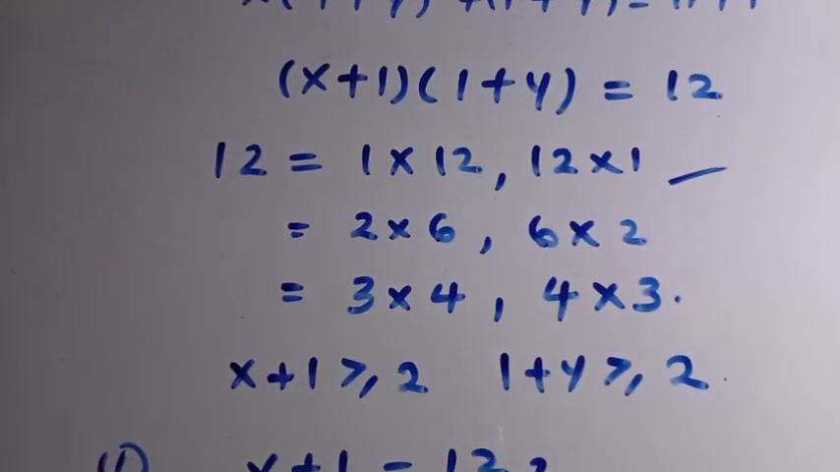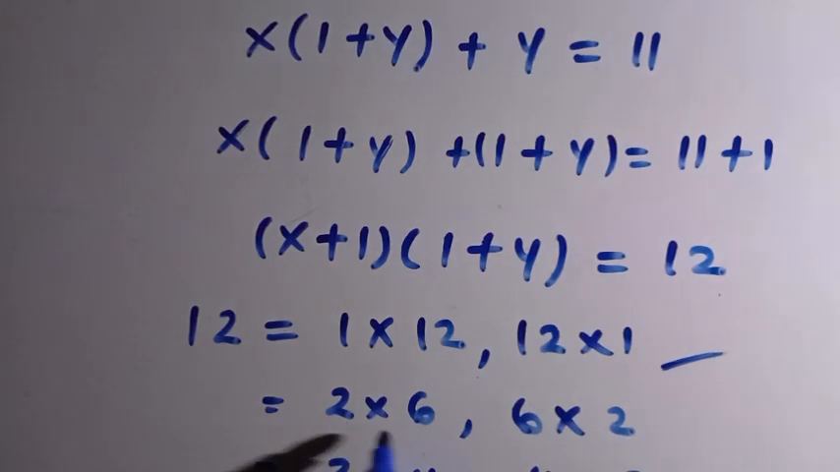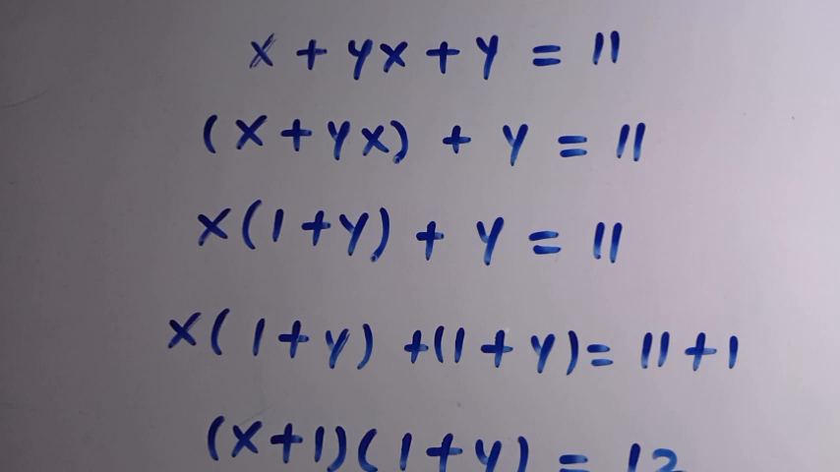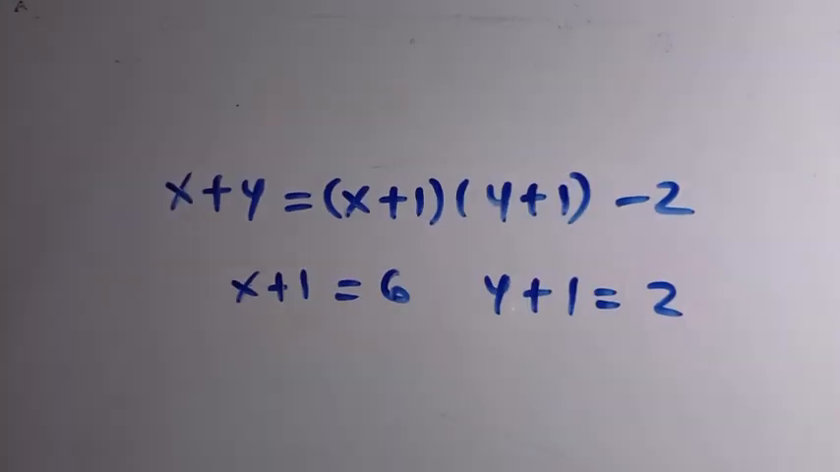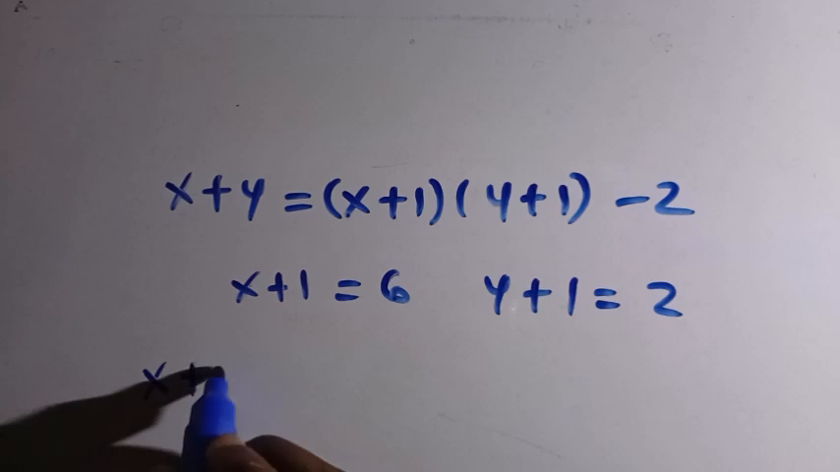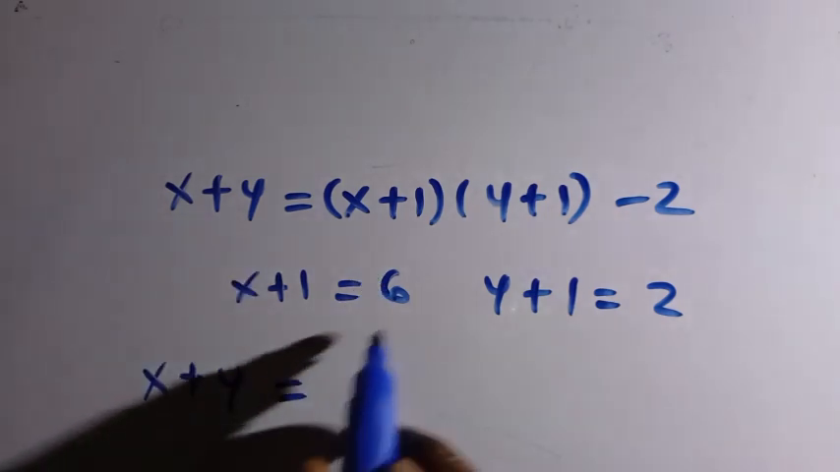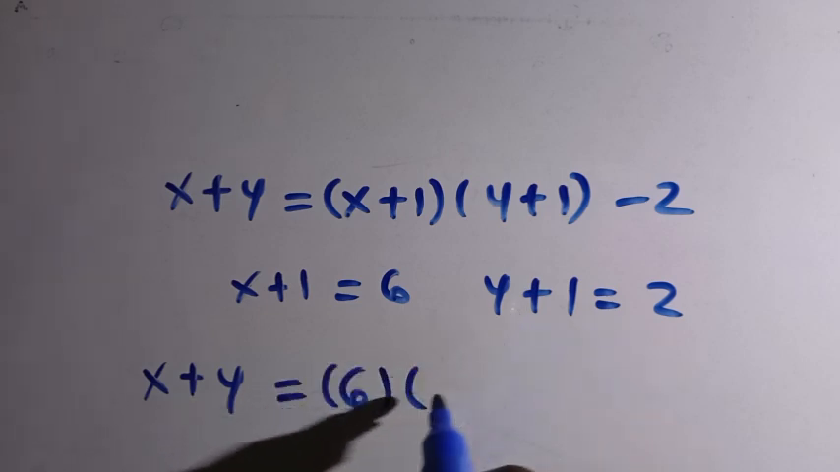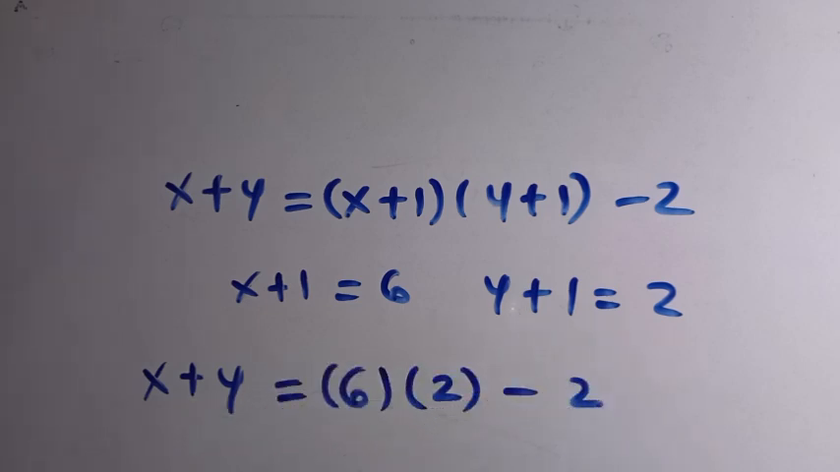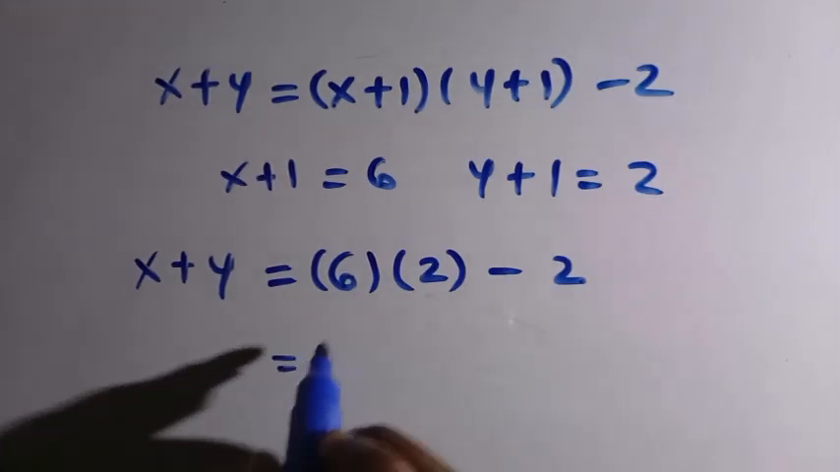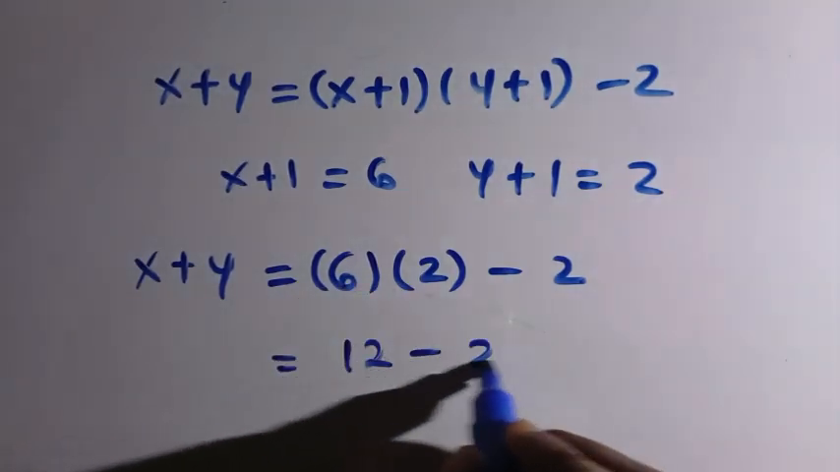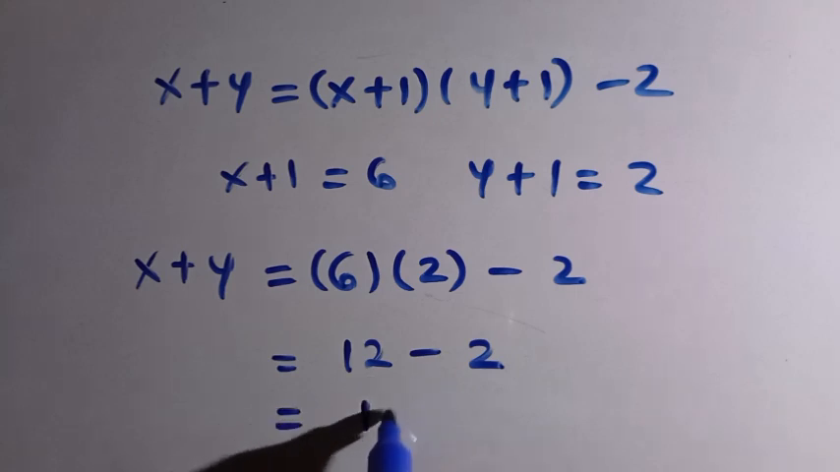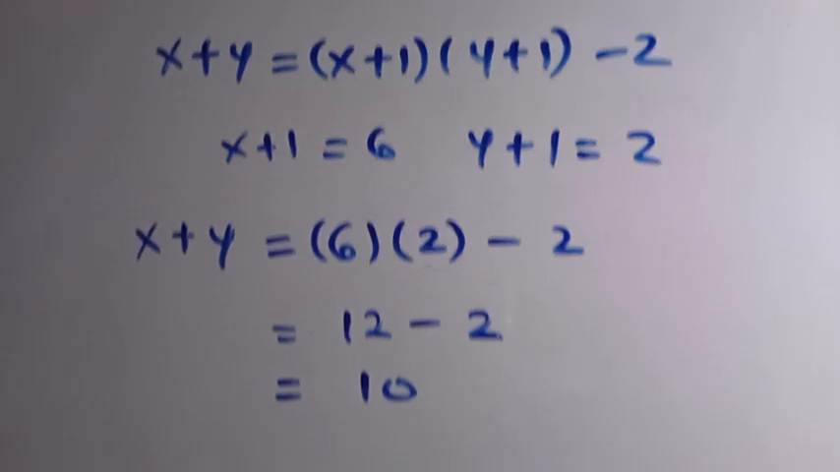And let's consider another case here. So we consider the second case. We have 2 and 6, or 6 and 2. Any one we use, we still get the same result. And let's see how we can verify that. For x + 1 equals 6, we have 6 multiplied by (y + 1), that is 2, minus 2. Then we are going to get 6 times 2, that is 12, minus 2. And 12 minus 2 equals 10. So this is interesting. We get the first one as 10 and the second one as 10.